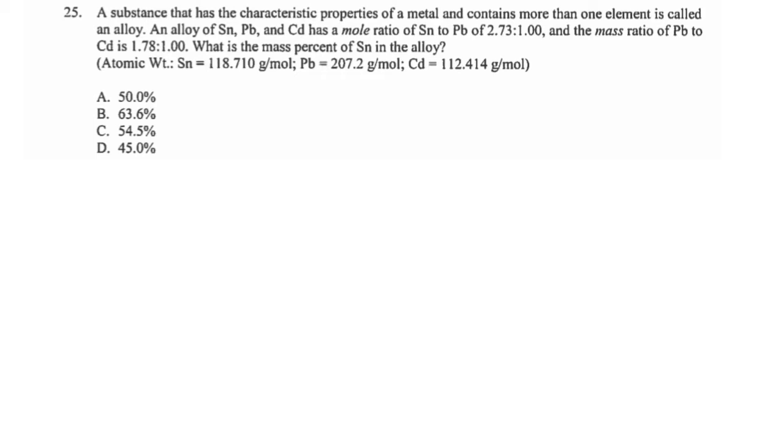So our mole ratio would be 2.73 moles of tin are present in a ratio to 1.00 moles of lead. Now, ratios are good because I can write things like conversion factors using dimensional analysis. Like, I could write this.